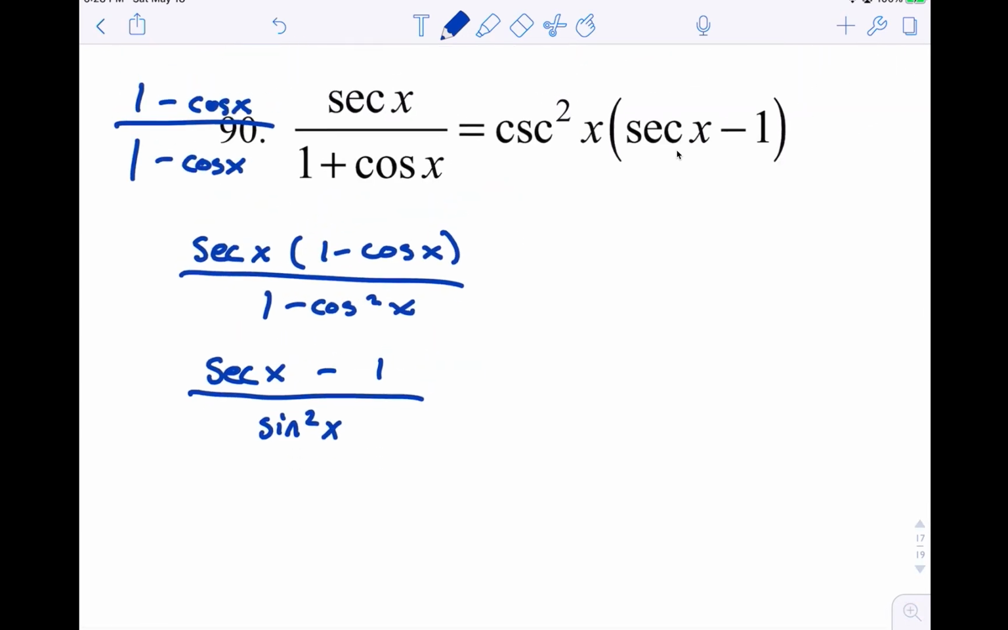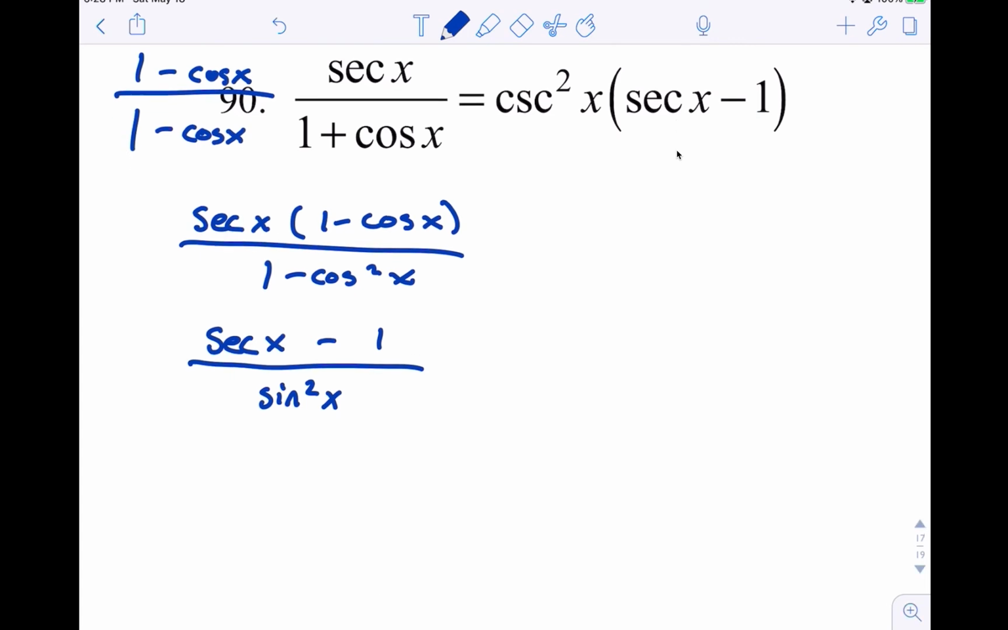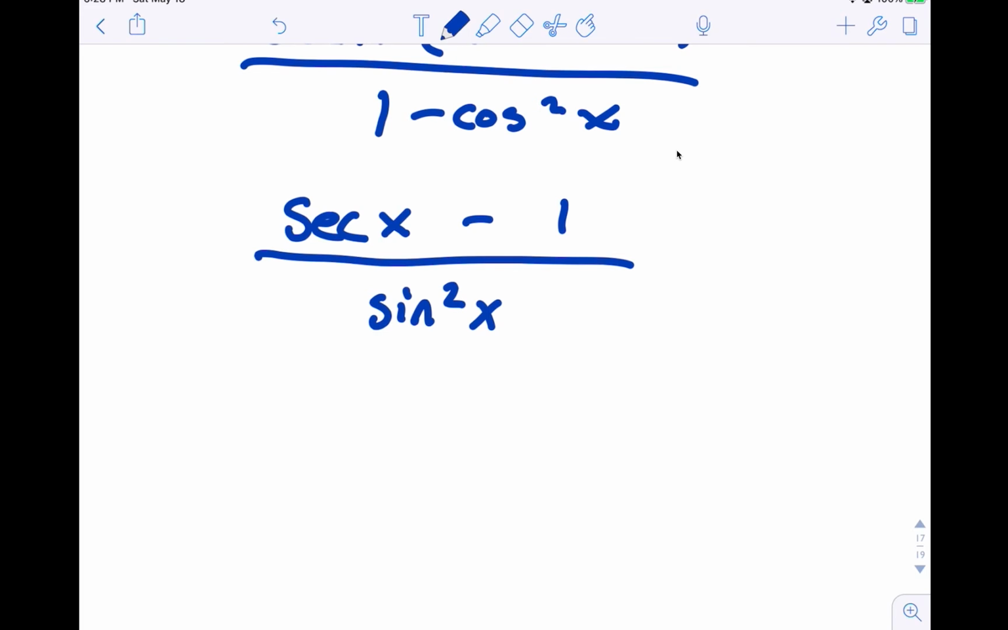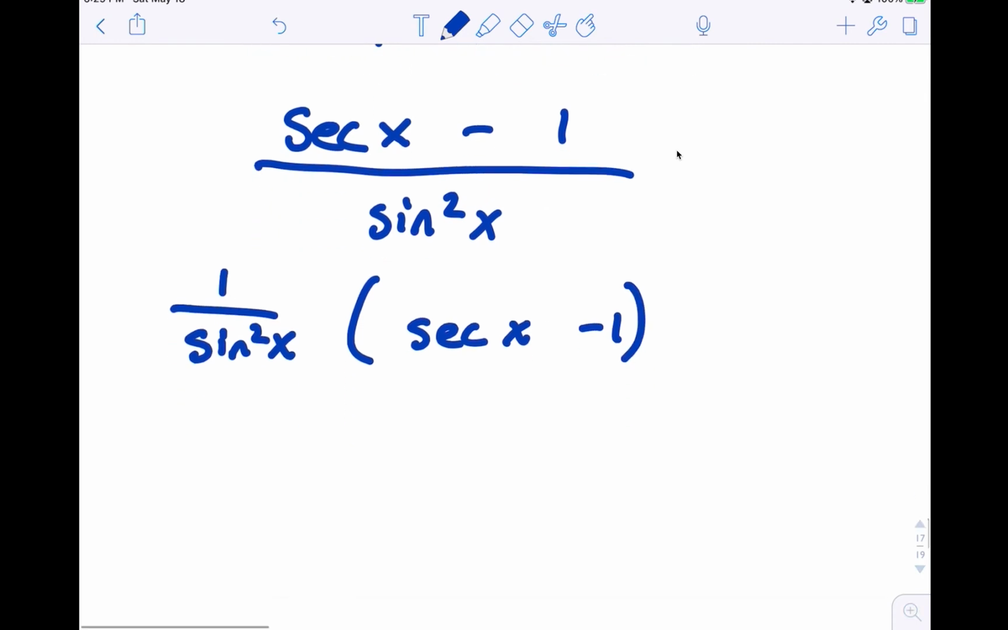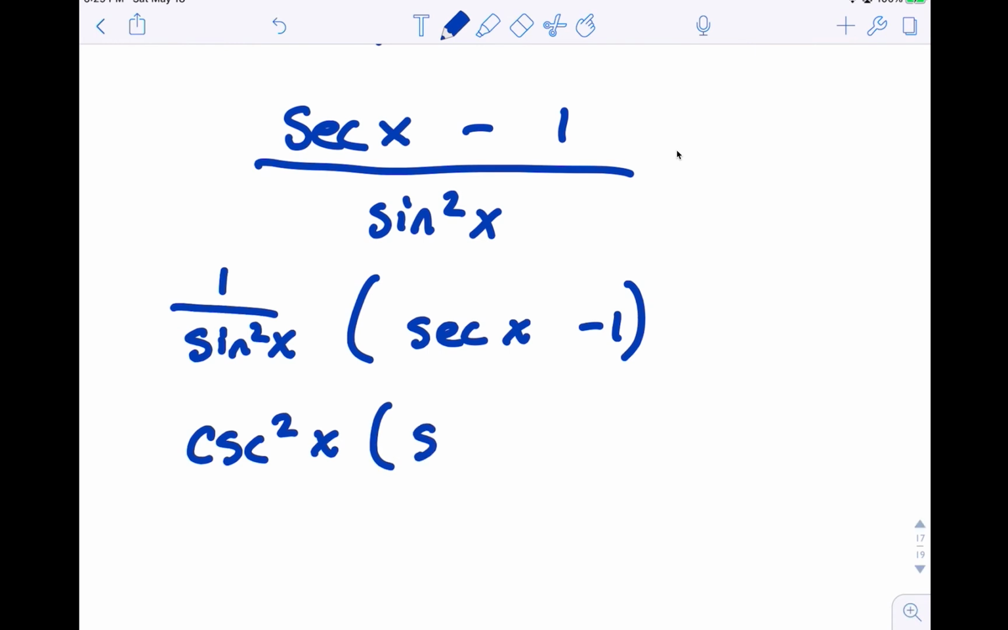Alright, now if you look at the other side, I need secant minus 1, but now I need a cosecant squared, right? So what I'm going to do is I'm going to move the denominator and move it out front. And then I know 1 over sine squared is cosecant squared, which is what you need.